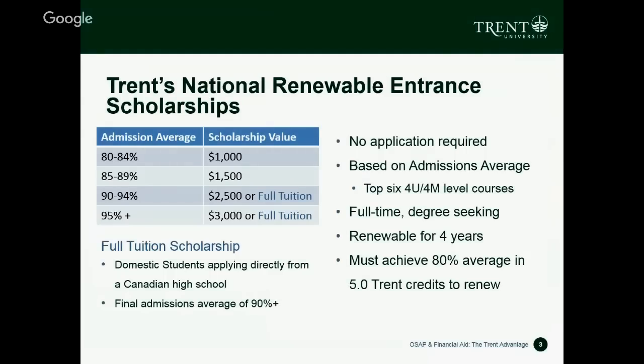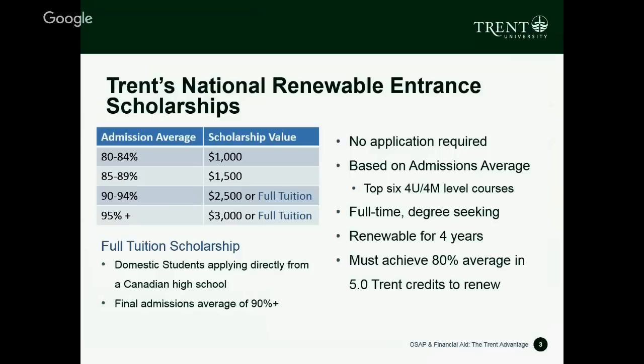Okay, let's talk scholarships. So this is just Trent's National Renewable Entrance Scholarship Program. There's no application required for this program, so automatically we're going to assess students. For students coming directly from high school, we're going to take the average of your top 6 4U or 4M level courses. And if that average is 80% or higher, you're automatically going to be offered a renewable entrance scholarship. So all of these scholarships are renewable for up to 4 years of undergraduate study.